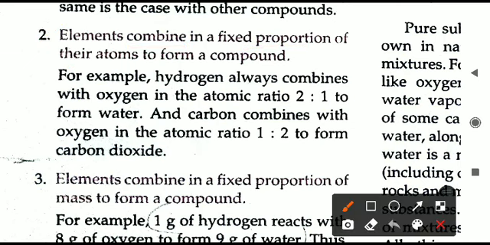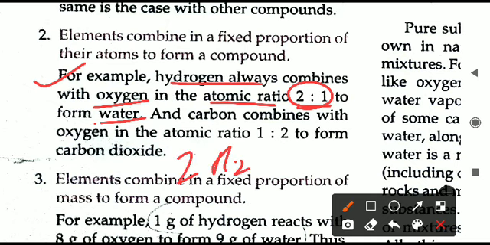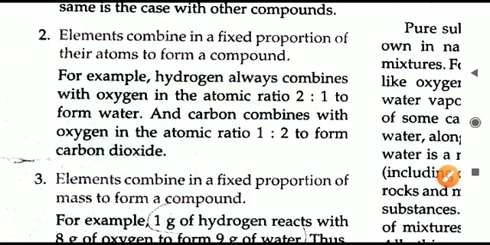Let us take an example to understand this. Hydrogen always combines with oxygen. We all know hydrogen combines with oxygen. Water is produced, but hydrogen and oxygen have to be in the atomic ratio 2:1. Then only water will be produced. Means if 2 atoms or 2 molecules of hydrogen are there, then 1 molecule of oxygen should be there. It should not be anything else. Okay, if this ratio is not maintained, then water will not be produced, the reaction will not take place properly.